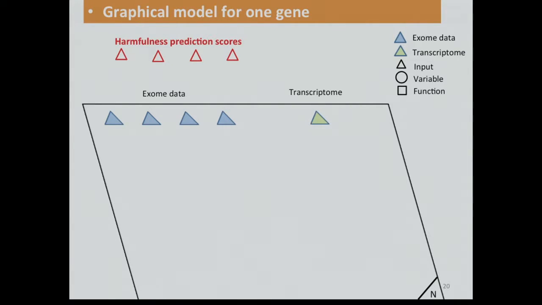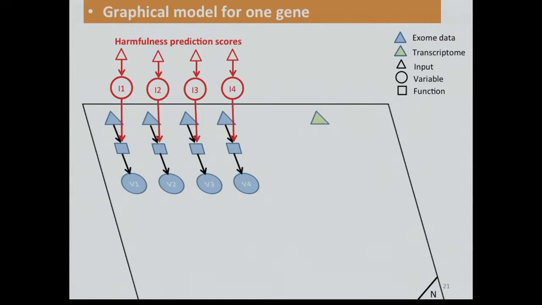This is just for one gene. So the filled in triangles are the actual data, and the not filled in triangles are the predictions, prior predictions that we pre-compute in advance of the algorithm. So what we do is we have this data, and we combine harmfulness and the coding variation information. So each one of the triangles is actually a variant, an observed variant in that gene across all the patients that we have in the cohort.